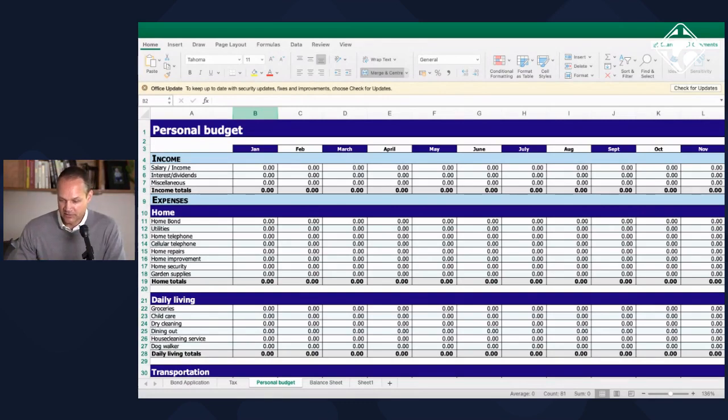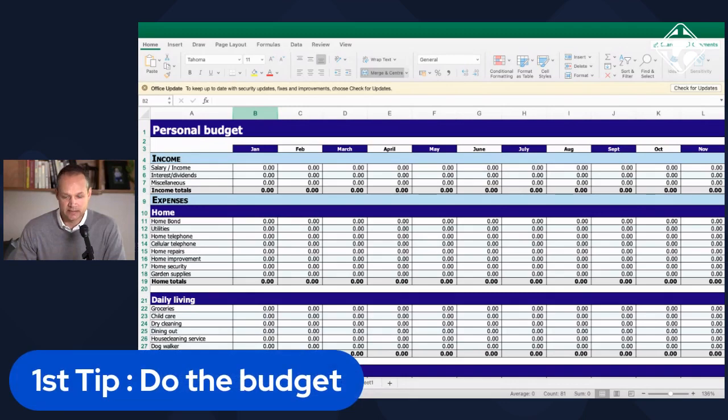So the first tip is going to be a bit of an ARB tip, but I promise you it is a very, very important and practical tip for you. And that tip is effectively just by doing your budget.